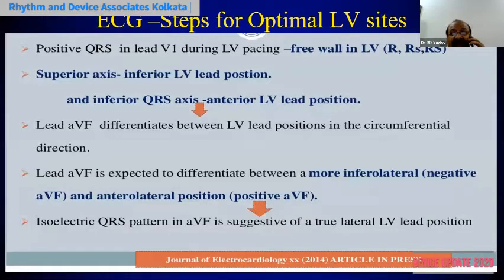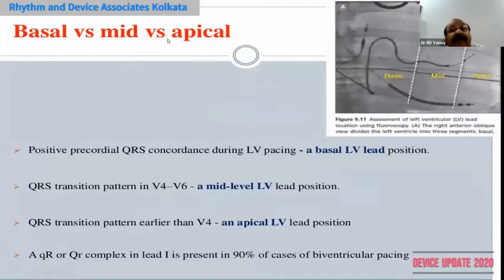So if you see an isoelectric QRS pattern in AVF, it is suggestive of a true lateral LV lead position. Then basal, mid versus apical, how will you differentiate? If positive precordial QRS concordance during LV pacing is there, the lead is in a basal position. This part of the lead is there, or you are pacing from the basal part.